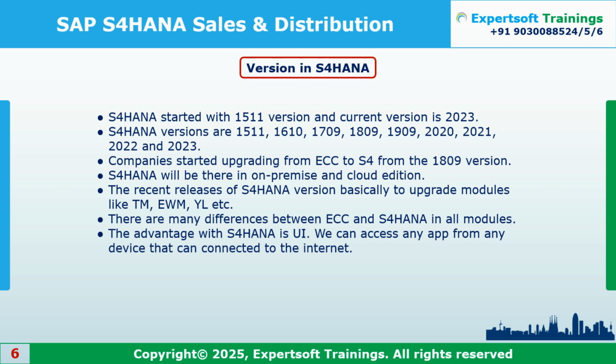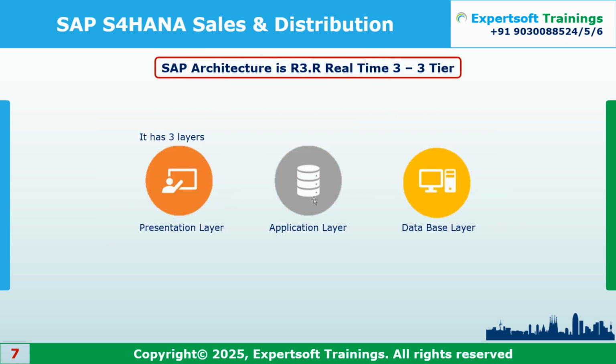When it comes to the architecture, SAP, for that matter any ERP, operates with a three-tier architecture. It has a presentation layer, application layer, and a database layer. Presentation layer is something which is used by the users, and database layer is where your data will be stored. In SAP, the data will be stored in tables and fields. Whatever you do in your system will be stored in tables and fields.